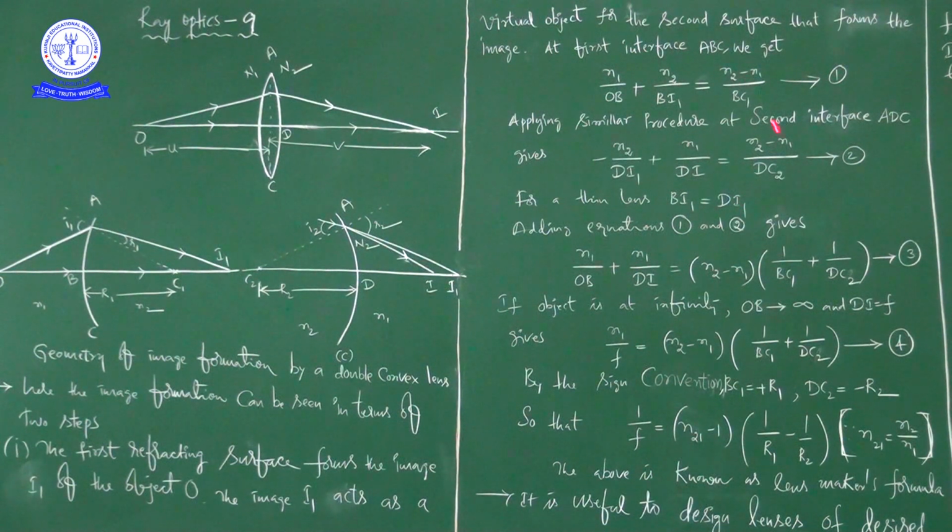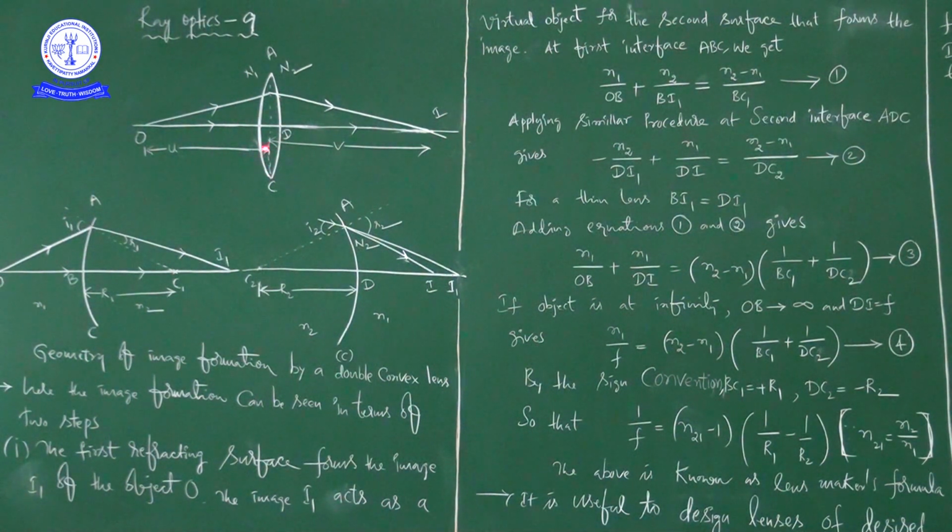So now we are going to add these two equations to get the equation for this combination of two curved surfaces. Just mathematically adding these two, we get n1 by OB plus n1 by DI is equal to (n2 minus n1) into (1 by BC1 plus 1 by DC2). It is equation number 3. So this equation represents the combination of two curved surfaces.